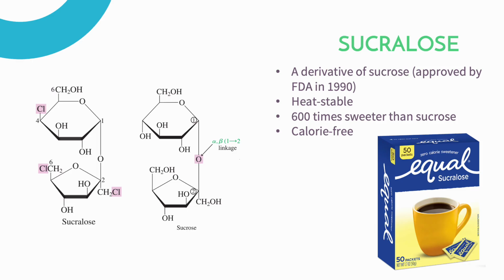Sucralose is a derivative of sucrose. It is heat stable, so that is its advantage over aspartame. It can be used in cooking food or in cooked food. It is 600 times sweeter than sucrose and is calorie free. Aspartame loses its sweetness when heated, while sucralose does not. It is calorie free and cannot be hydrolyzed as it passes through the digestive tract.